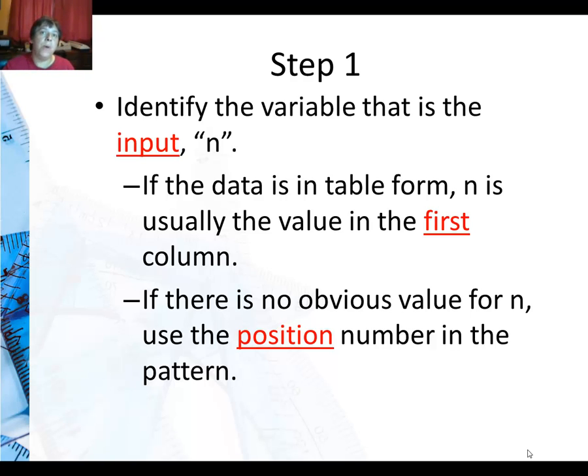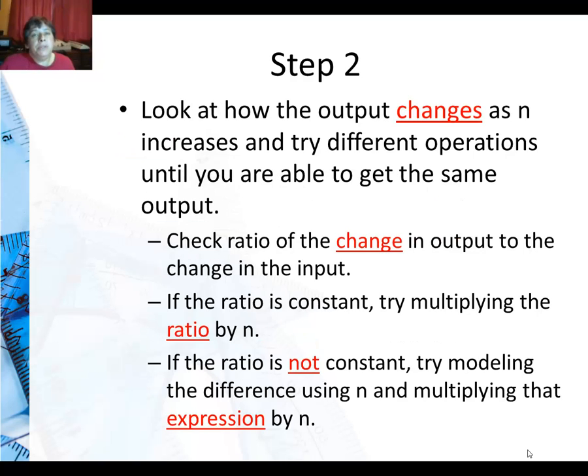But if there is no obvious value for n, for example, if I give you a list of numbers, then use the position of the number as the n. So n is 1, n is 2, n is 3. Step 2, you're going to look at how the output changes as n increases, and you're going to try a couple different operations until you're able to get the same output.